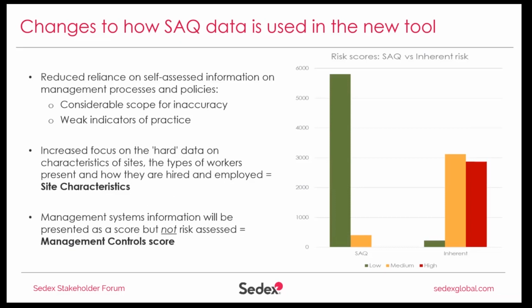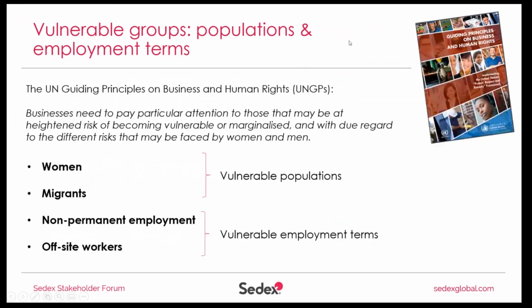And then the other way that we'll be using the SAQ data, building on this, is that when we start to look more at the types of worker that are employed, we can really bring into focus those workers who might be vulnerable to exploitation. This is really in line with the approach recommended by the guiding principles that many of you will be familiar with, that requires businesses to pay particular attention to those at heightened risk of becoming vulnerable or marginalised.